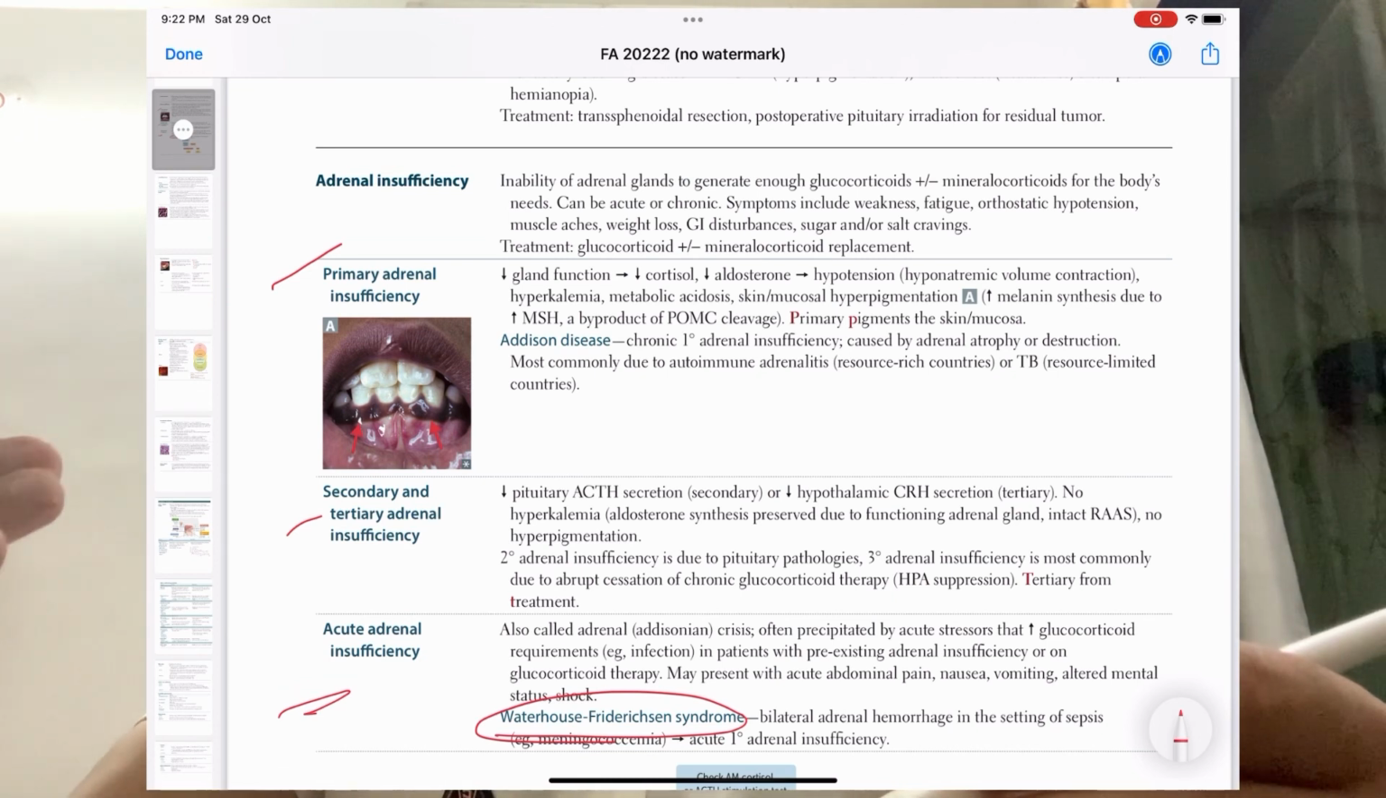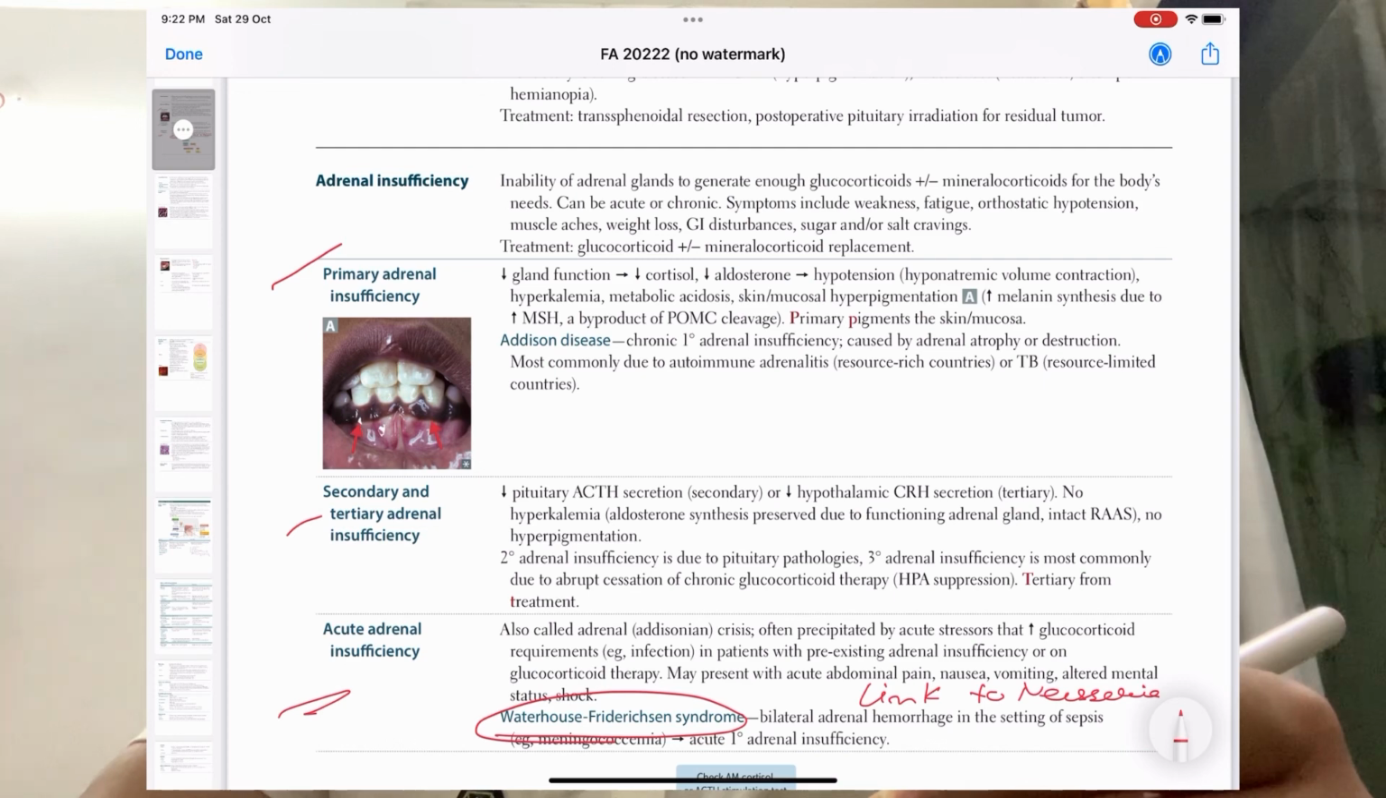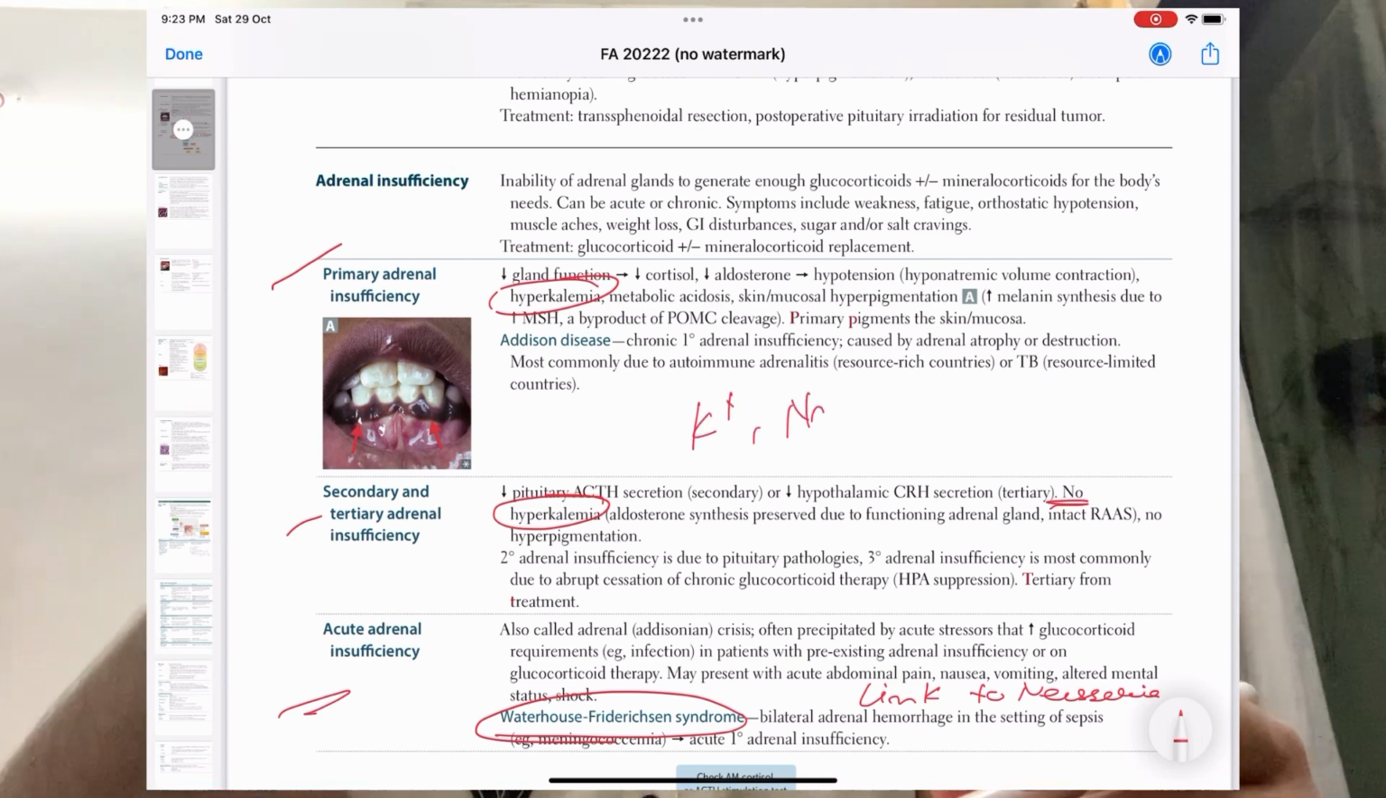Okay, so Neisseria. You need to link to Neisseria and bacteria. They might give you the symptoms of Neisseria bacteria, and then they will ask you to identify what adrenal gland problem is there. Alright, primary adrenal insufficiency and secondary adrenal insufficiency. The main distinguishing feature will be the levels of hyperkalemia and hyponatremia. Potassium levels and sodium levels are very, very important.